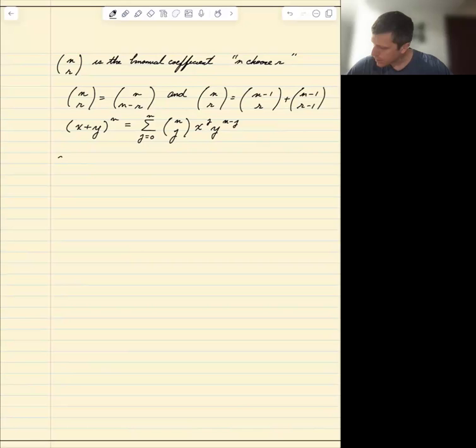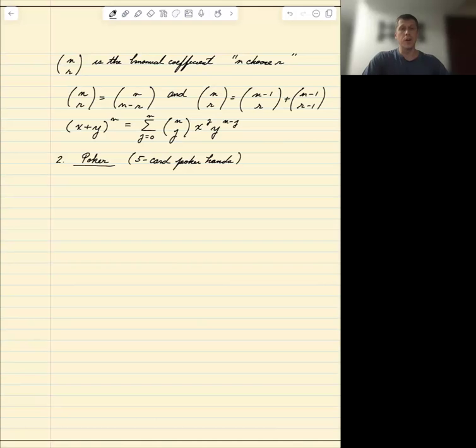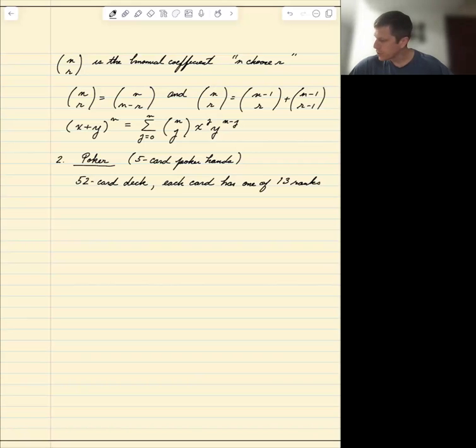Let's do a second example involving poker hands where combinations come into play. So we're talking about 5-card poker hands. We're assuming traditional poker where there's a 52-card deck. Each card has one of 13 ranks and one of 4 suits.